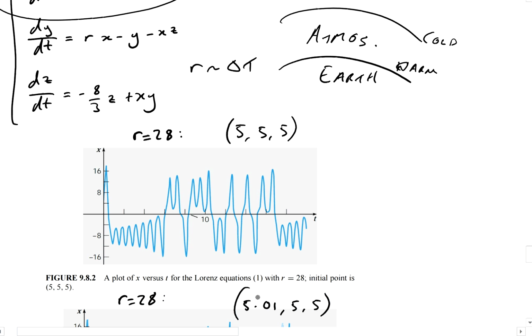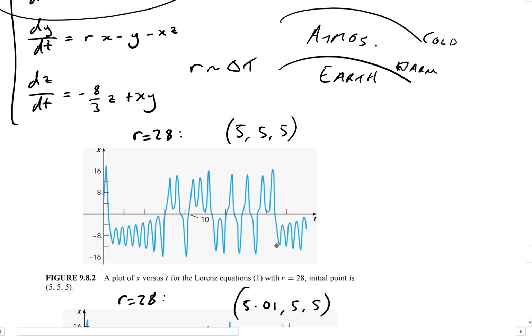And I mean ever so slightly. Most people would look at 5 and 5.01 and just think they're so close to each other. So what would you expect to happen if you're putting in basically the same points? 5.01 is very, very slightly different to 5. So what would you expect? Well, you would expect it still to follow this kind of graph, wouldn't you?